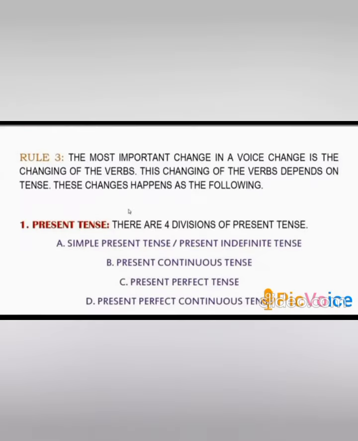Rule 3. The most important change in a voice change is the changing of verbs. This changing of the verbs depends on tense. Tense changes happen as the following. In this video, we are going to learn only the present tense. In the present tense, there are 4 divisions. First one is simple present tense. The second one, present continuous tense. The third one, present perfect tense. And the fourth one is present perfect continuous tense.